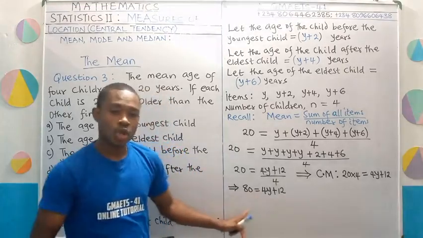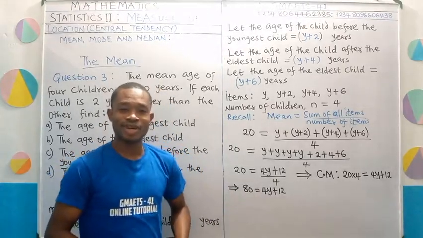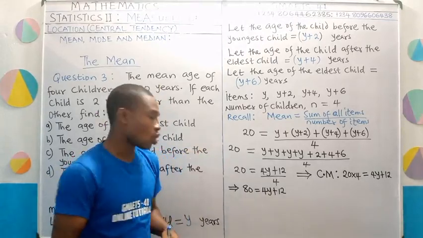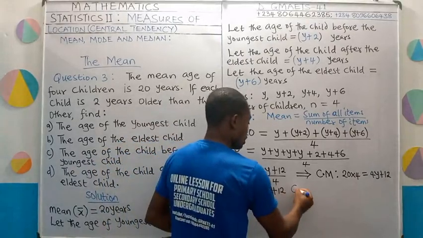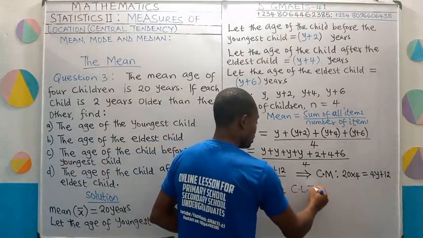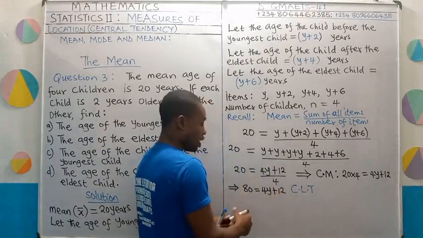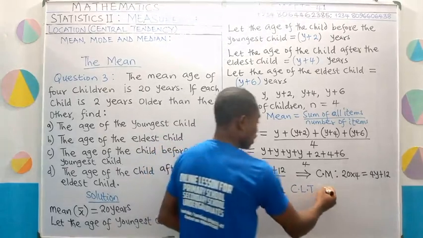This becomes a simple equation where we have plus, together with a part where we have an unknown. So we need to collect like terms. C, L, T. If you're collecting like terms, this 12 will move to 80, and you get 80 minus 12.